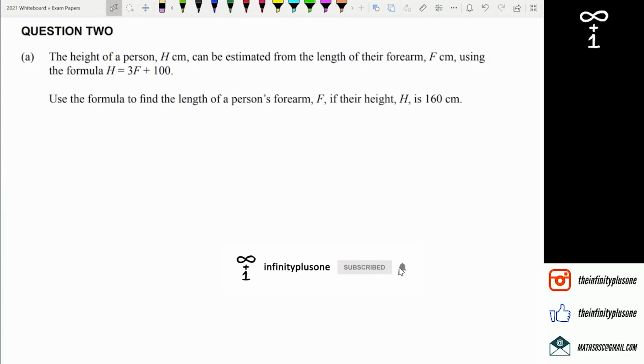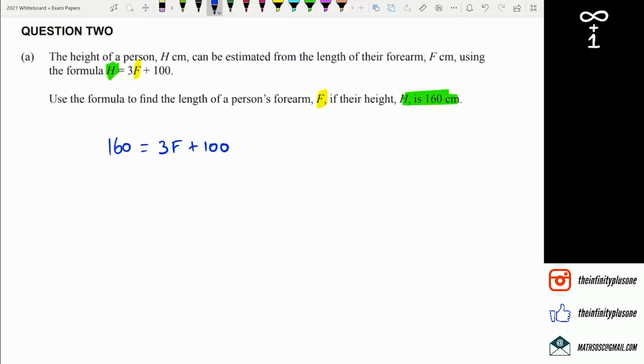All right, guys, so let's get going with the second question. It's a nice question in terms of all you have to do is a little bit of substitution and you're good to go. We've got a height of a person, given a formula, use the formula to find f if their height h is 160. So basically they're asking for what is the value of f when h is equal to 160. So we just write that down, 160 equals 3f plus 100.